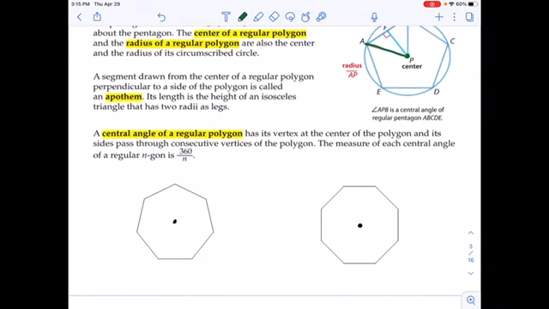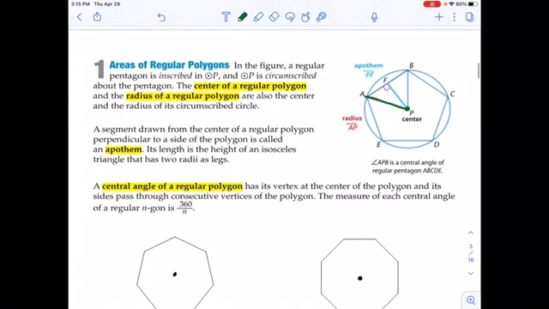A segment drawn from the center of a regular polygon perpendicular to a side of the polygon is called an apothem. So segment PF is considered an apothem. Its length is the height of an isosceles triangle that has two radii as legs. So if you look here, we have a triangle we can draw. We know this has to be an isosceles triangle because the legs are radii, and all radii are the same. And the apothem is the height of that triangle. It drops down at a 90-degree angle. It is perpendicular to the base.